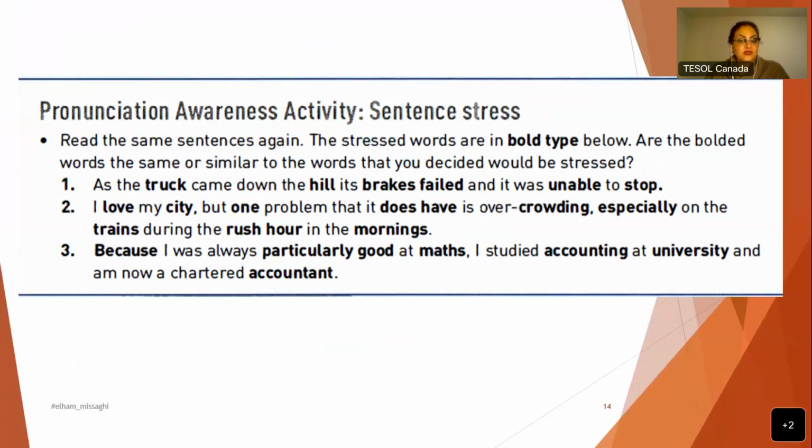Practicing sentence stress is very important as well. So it's not only for IELTS classes. While you are practicing speaking with your students, from the very beginning, work on sentence stress.